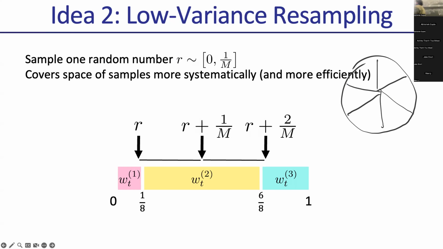All you're going to do is, let's say you chose a random number r and you wanted to generate m samples. You're going to say r plus 1 over m, r plus 2 over m, r plus 3 over m, and you will generate m samples all at once. And that's going to be a lower variance way of generating.